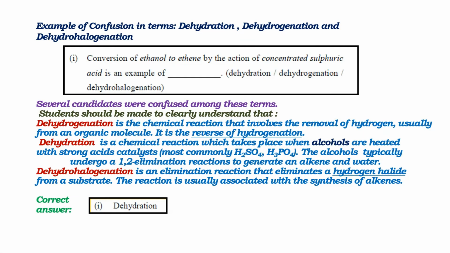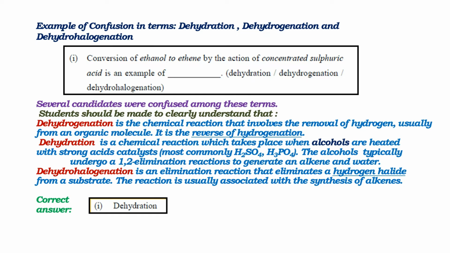Example of confusion in the terms dehydration, dehydrohalogenation and dehydrogenation. In this question, several students were confused among these terms. Students should be made to clearly understand that dehydrogenation is a chemical reaction that involves the removal of hydrogen, usually from an organic molecule. It is the reverse of hydrogenation.